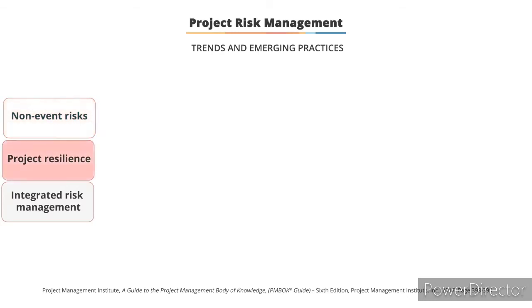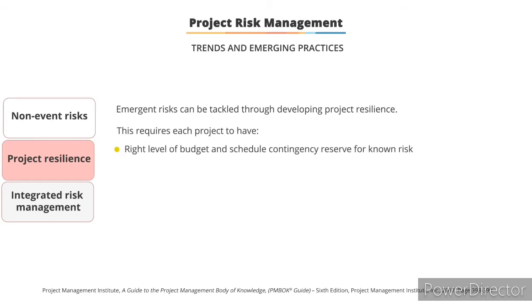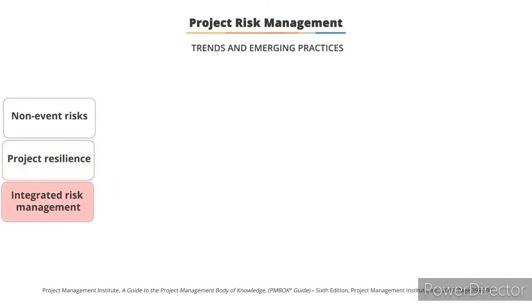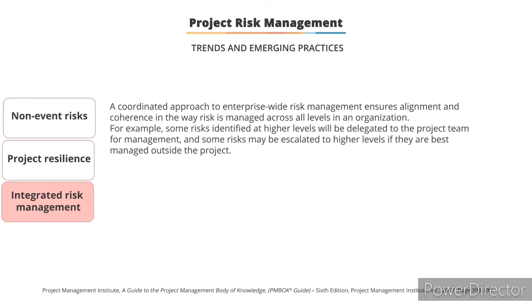There is also project resilience. Emergent risks can be tackled through developing project resilience. This requires each project to have the right level of budget and schedule contingency reserve for each known risk, flexible project processes, project team empowerment with agreed limits, and clear input from stakeholders so that strategy can be adjusted to respond to any emergent risks. And finally, integrated risk management. Program-level risks will be delegated to the project team, and project-level risks will be escalated to higher levels.